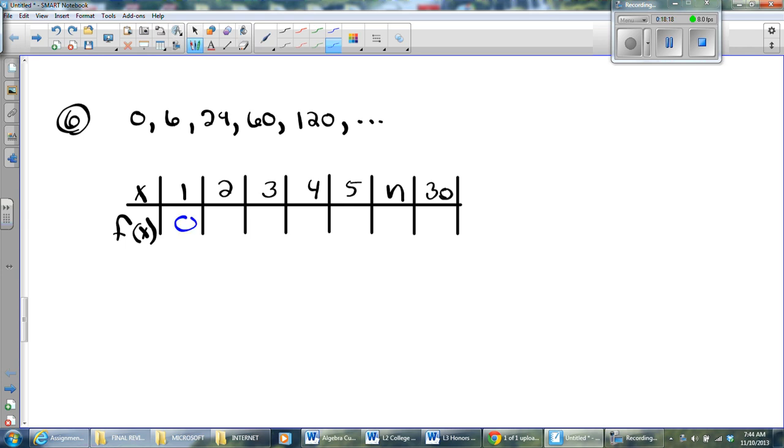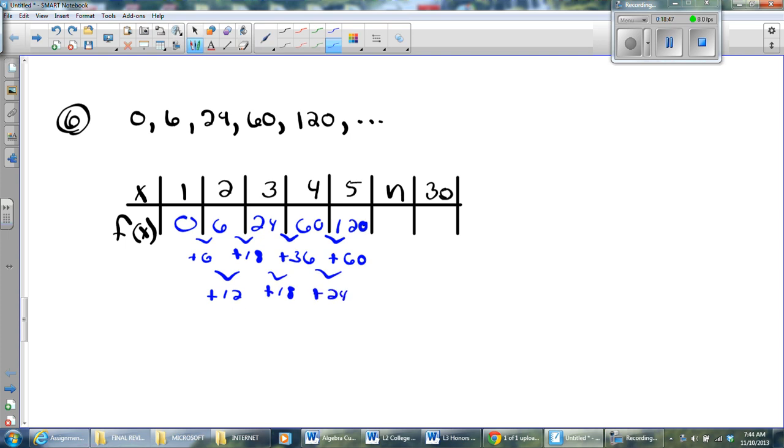And I'm going to put 0, 6, 24, 60, 120. And I'm going to find my first differences. It looks like I got a 6, an 18, 36, right? And a 60. First differences don't match. I go down to the second level. Plus 12, plus 18, plus 24. I'll bet you can see it. It's going to be plus 6, plus 6. That's the third difference. This is going to be a cubic.